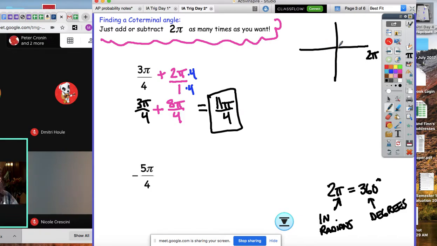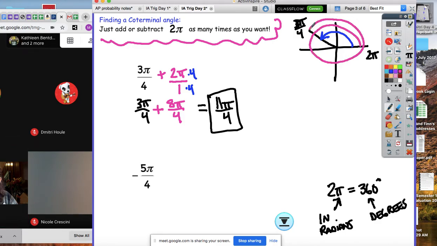I know that you're not quite as familiar, but 3 pi over 4 is located right here, when I'm going counterclockwise, like that. 11 pi over 4 would be if I went around the circle once, and then went that much farther. So that's what 11 pi over 4 is.